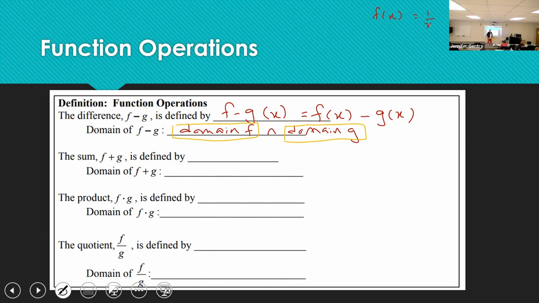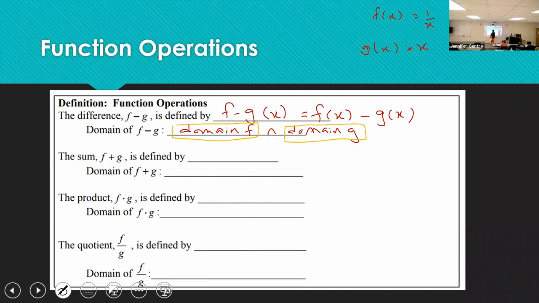If I were to subtract F of X minus G of X, I basically combine those two domains, right? So it's going to be all real numbers except when X is equal to 0, it can't be equal to 0, because then I make my F not a thing. Make sense? No? Okay. We're almost done, I promise.